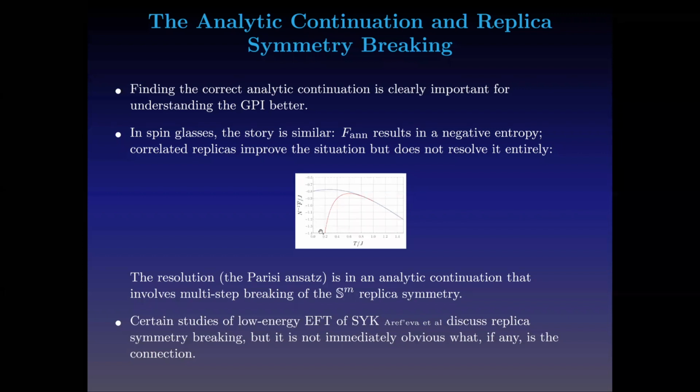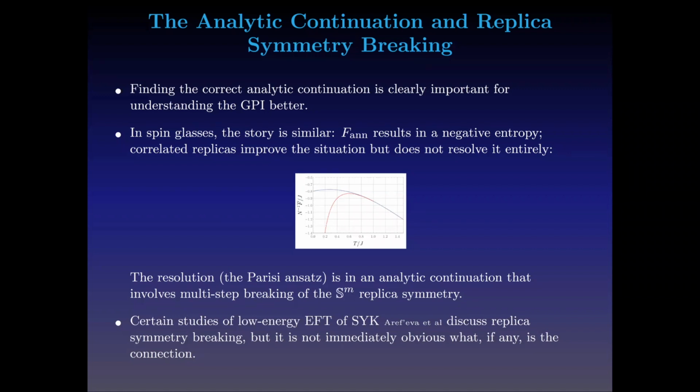And this red curve, which looks so much like the area limit in JT gravity, is actually exactly the annealed free energy in the Sherrington-Kirkpatrick spin glass model. And the blue curve is the inclusion of replica wormholes, or what they call correlated replicas, with this sort of naive analytic continuation. So again, this is non-monotonic. It's not as badly non-monotonic, but any non-monotonicity at all is very problematic.